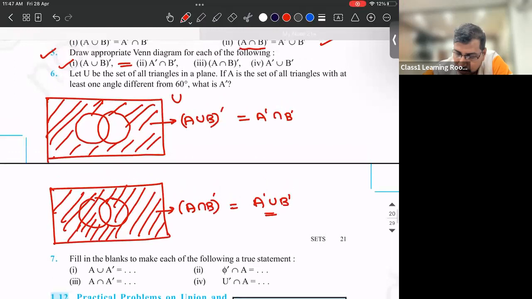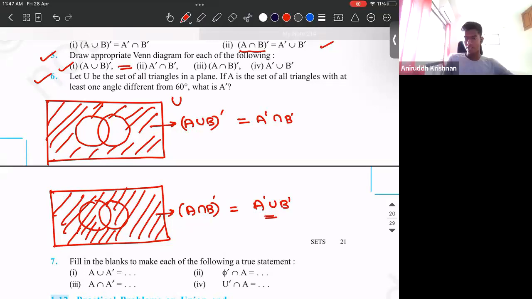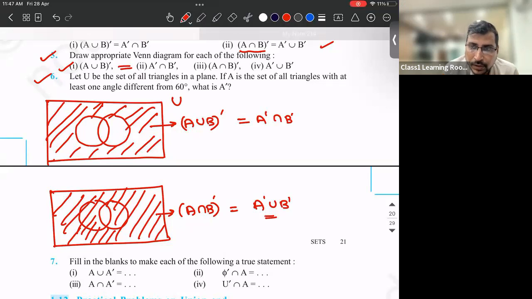Right. So sixth one. Let U be the set of all triangles in a plane. If A is a set of all triangles with at least one angle less than 60 degrees, what is A complement? It can be an equilateral triangle, or obtuse angle triangles, or a right angle triangle. So it will go something like this, but we don't know, no?